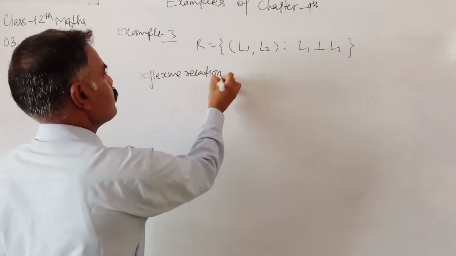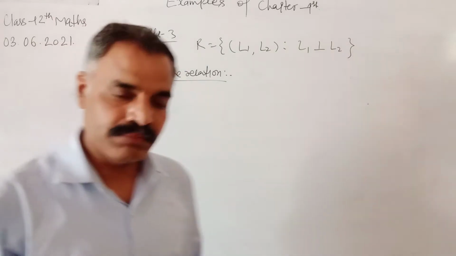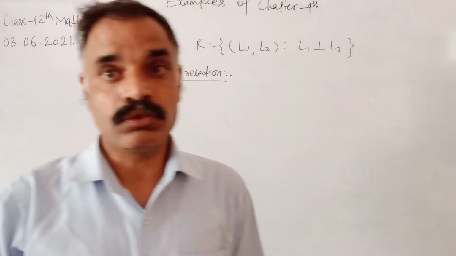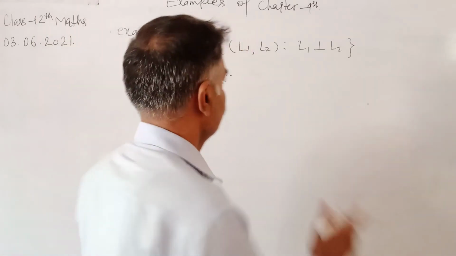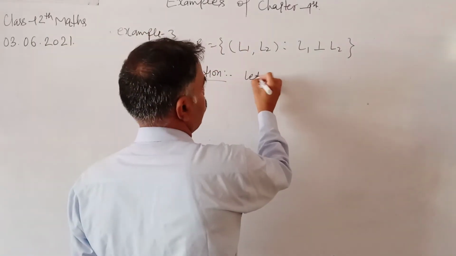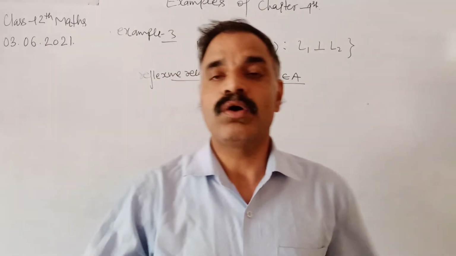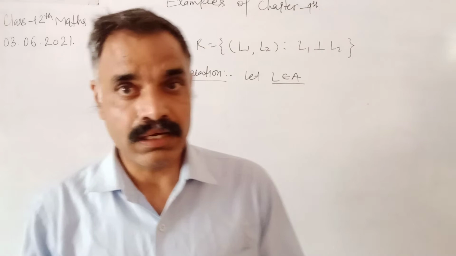Reflexive relation. Reflexive relation means every element is related to itself. Okay. So here we want one line only. So let L belong to the given set, that is set A of all the lines.